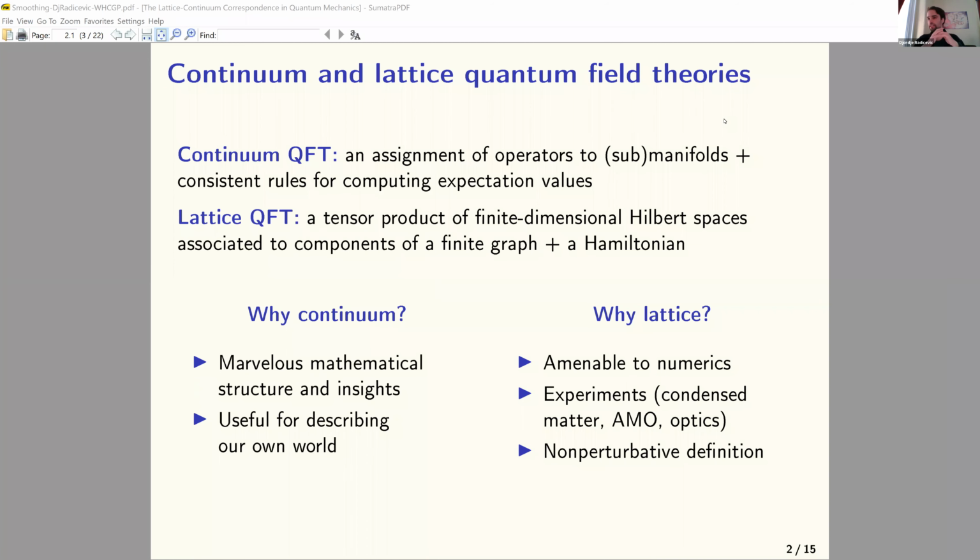On the other hand, the lattice framework also has uses. One of them, a very concrete use, is the fact that we can actually put it on a computer and we can simulate it. So we can actually understand it in much greater detail in some senses than we can ever do in a continuum theory.